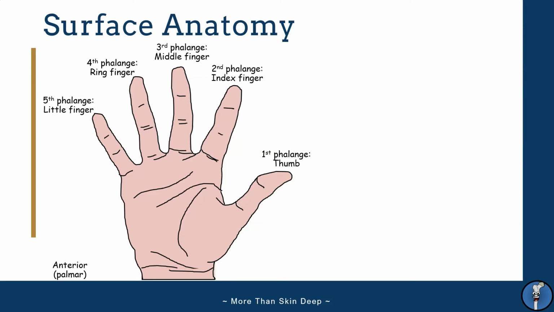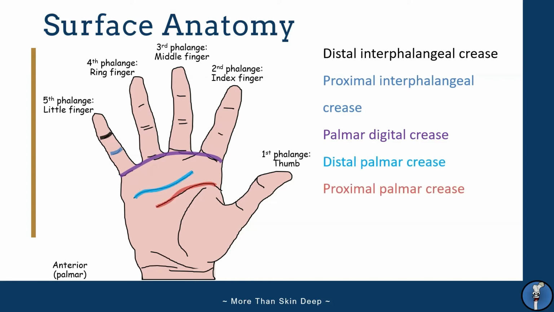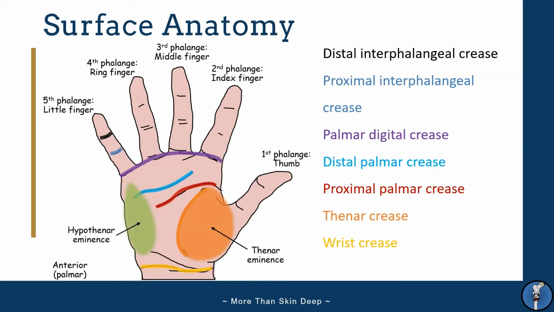So we see on the palmar surface of the hand we've got lots of creases. First of which is the distal interphalangeal crease between our distal and intermediate phalanges. We'll cover those in more detail later. Our proximal interphalangeal crease, our palmar digital crease along the metacarpophalangeal joints, our distal palmar crease, our proximal palmar crease, our thenar crease, and of course our wrist crease. We've also got our thenar eminence and our hypothenar eminence, which are made by the muscular belly sitting deep to the skin.